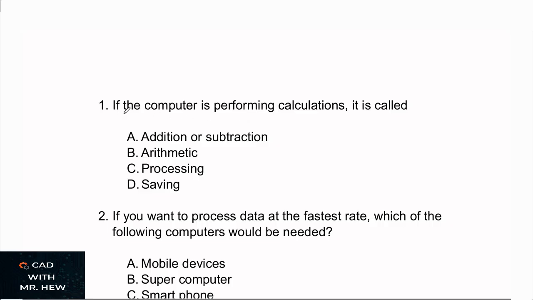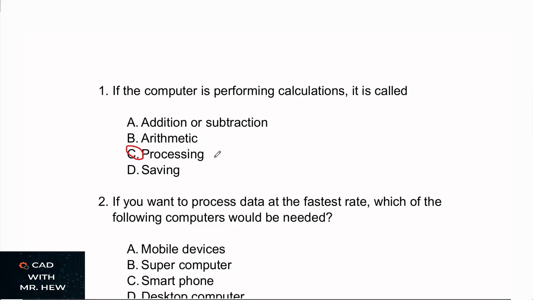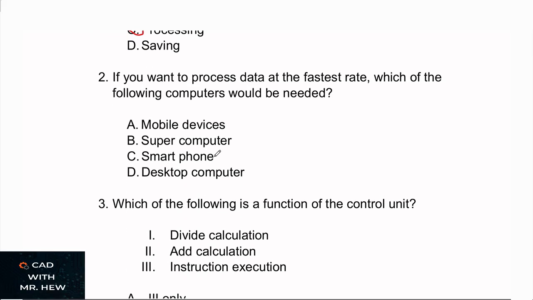So for question 1, it says if the computer is performing calculations, it is called A, we have addition or subtraction, B, arithmetic, C, we have processing, D, we have saving. The correct answer is C. All right, we're going to go to question 2.